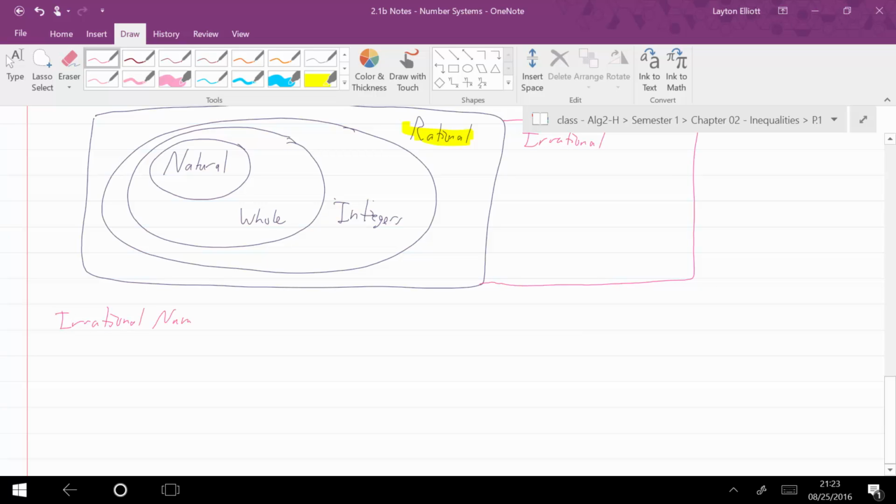These are very, very tricky to understand, but we're going to do our best to guide you through this. Irrational numbers are numbers that, simply put, cannot be written as a ratio of integers. Or what I'm going to say is, cannot be written as one integer over another.